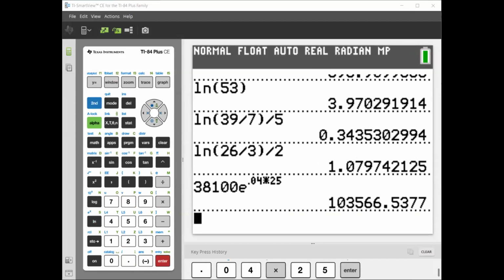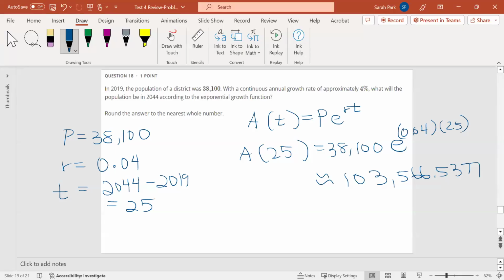So let me go back to our main page. It says to round to the nearest whole number. And so I need to round it to the ones place. So we have 103,567 people.